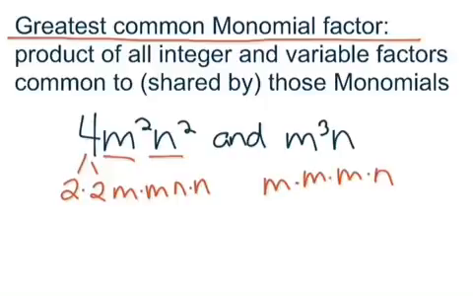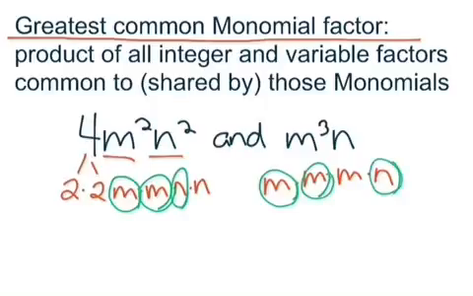So this is the list of all of the factors here, and I'm going to go ahead and circle all the ones that are the same in both lists. So I have one m here, one m here, one m here, one m here, I have one n here, one n there. Nothing else is shared in both lists, so nothing else can get included in our greatest common monomial factor. Therefore, our greatest common factor is going to be m squared times n.